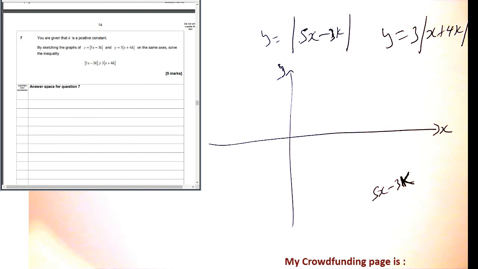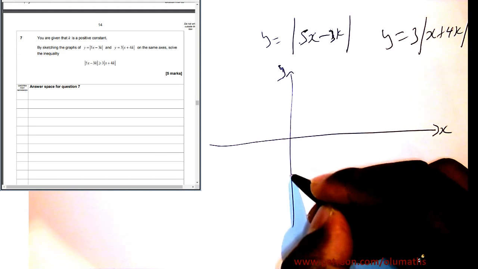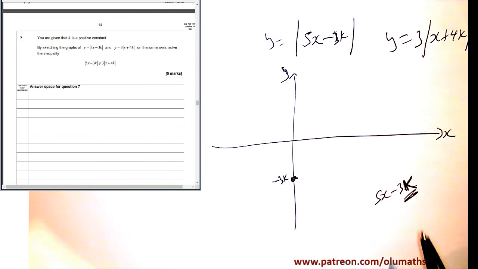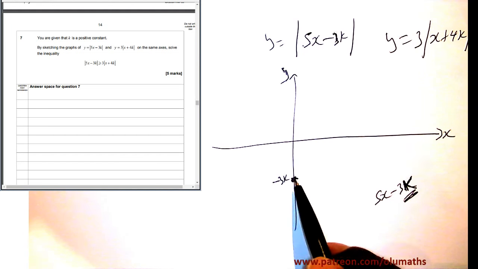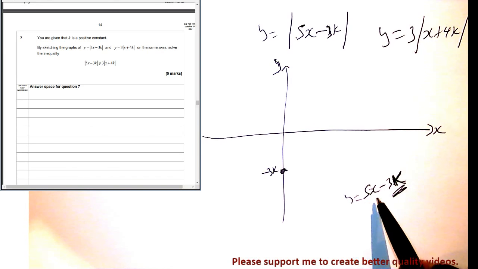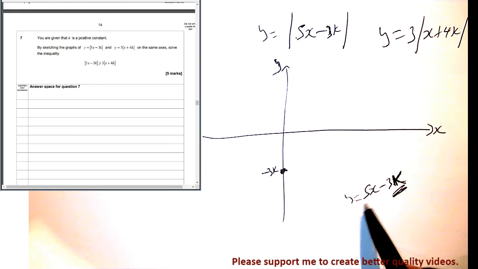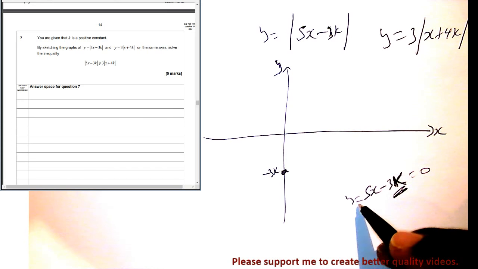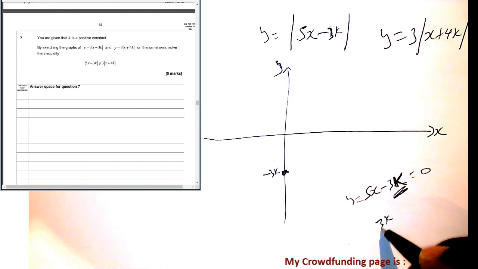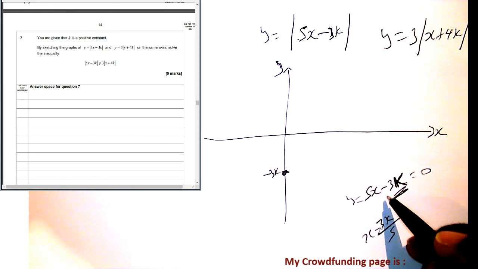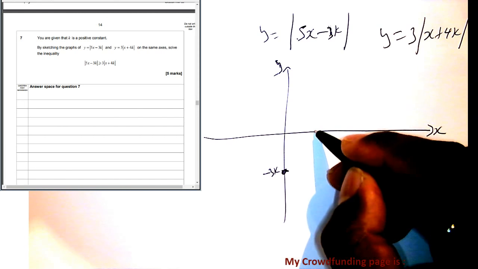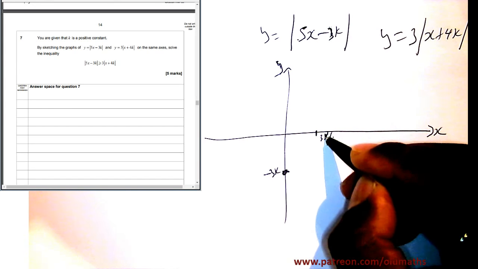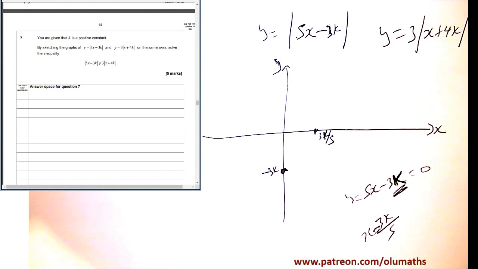Where do you think it would have crossed the y-axis? At that constant. So that point is minus 3k, and that's where it would be on here. When x is 0, y would be minus 3k. That's it. For y to have become 0, what do you think x would have to be? Well, if y equals 0, x would have to be 3k over 5. That's when you make x the subject, so x becomes 3k over 5. So 3k over 5 is where it would also cross the x-axis.